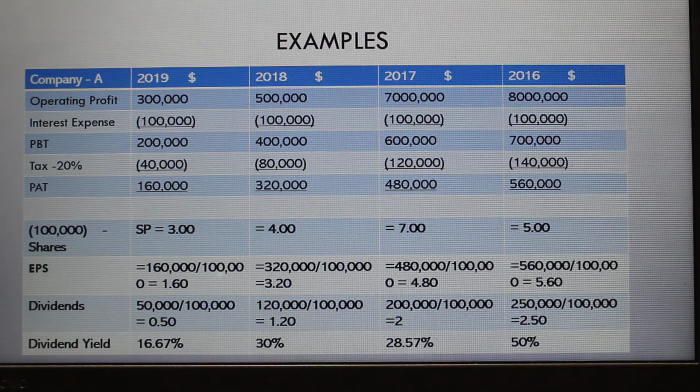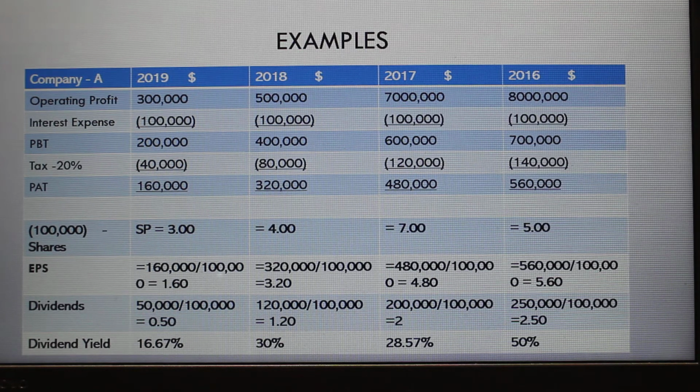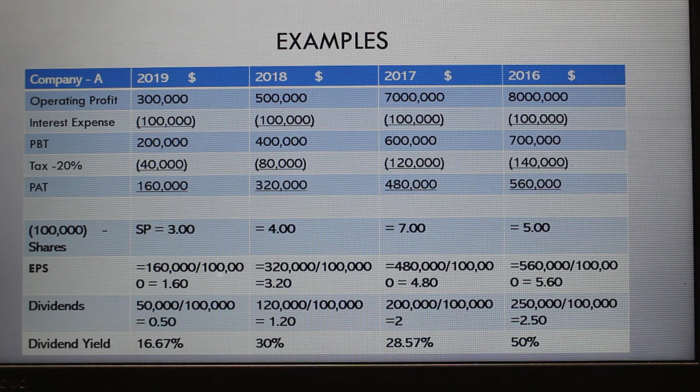Now, if the shareholders or the board of directors decide that the dividend declared is 120,000, then 120,000 divided by 100 gives us $1.20. And so our yield is 30%. And how we work out our yield is $1.20 divided by 4 multiplied by 100, and that is 30%.